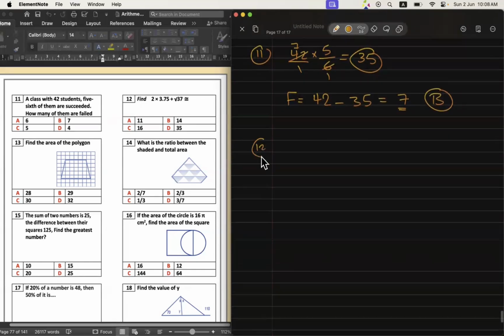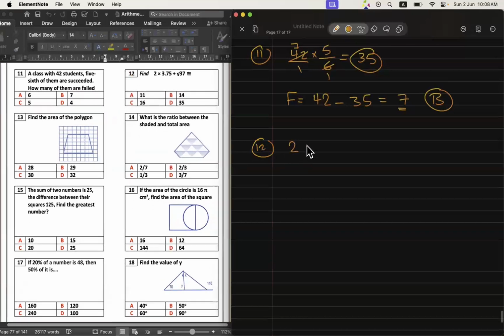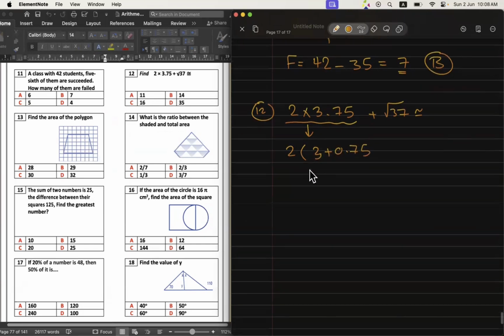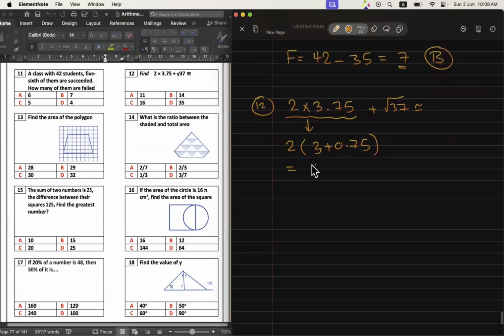Question 12. Find 2 times 3.75 plus root 37, approximately equals what? For the first part, we have 2 times 3.75. We can write 3.75 as 3 plus 0.75. So 2 times 3 equals 6, plus 2 times 0.75, which is 1.5. So the answer is 7.5 for this part.